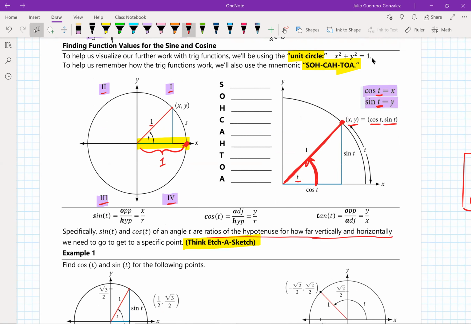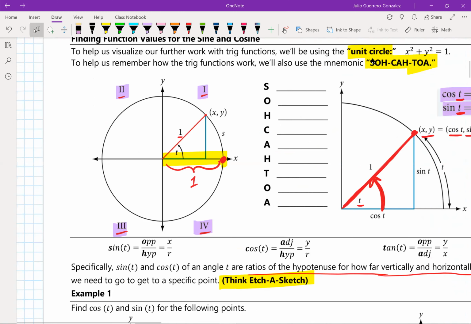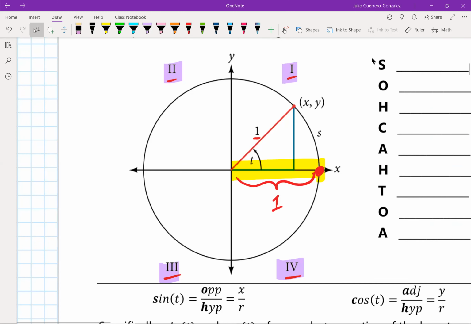So the idea behind the unit circle is that it's a circle with radius 1, right? If we look at right here, the distance from this middle point all the way outside is 1, okay? That is the definition of the unit circle. There were the 4 quadrants of a unit circle, 1, 2, 3, and 4, right?